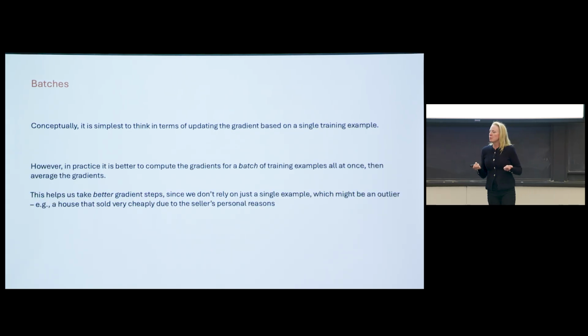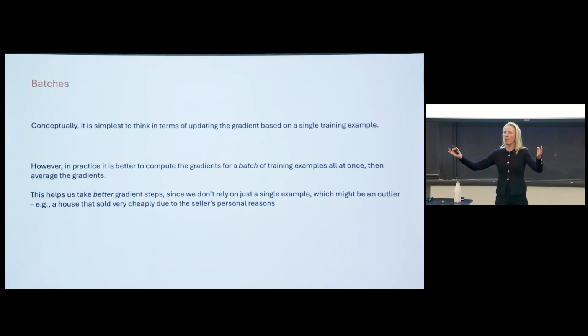But practically speaking, what turns out to be better is actually to consider a whole batch of training examples all at once. And then what I want to do is compute those gradients for all of them, compute for each individual one what the direction and magnitude of the steepest descent in the direction of each weight and bias is. But then I'm going to take the average of those.